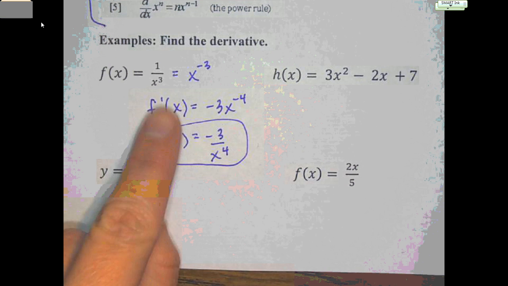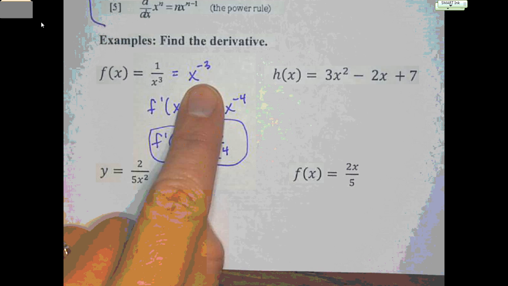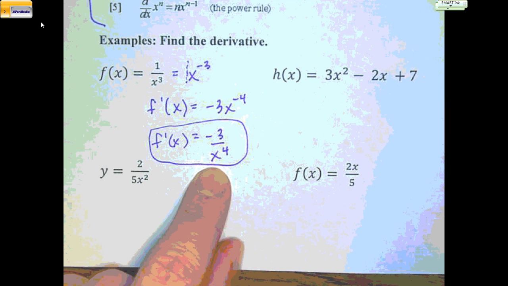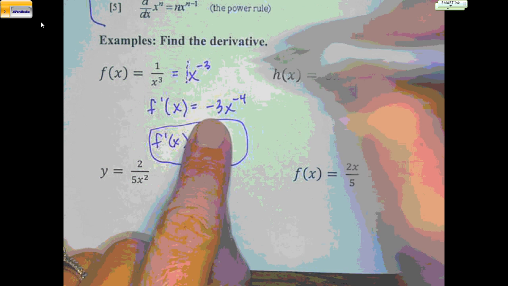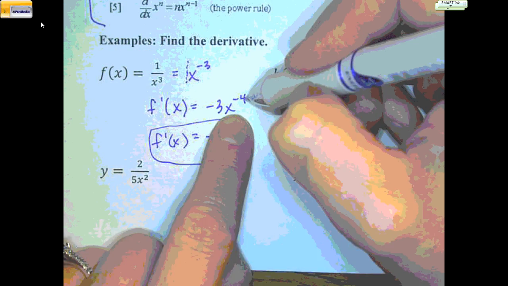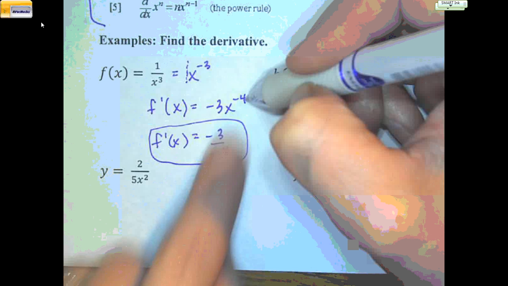One over x cubed is the same thing as x to the negative third power. There's a 1 here you can't see. Negative 3 times 1 is negative 3. Subtract 1 from the exponent, so we have x to the negative fourth. And you can't have that negative exponent, so we shove it to the bottom. Questions on the first one?